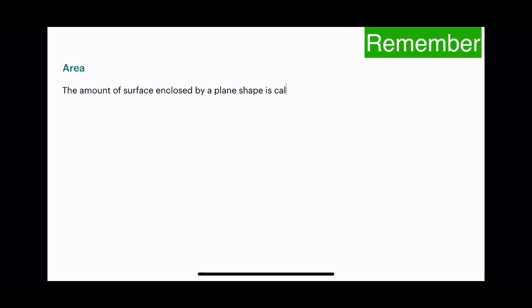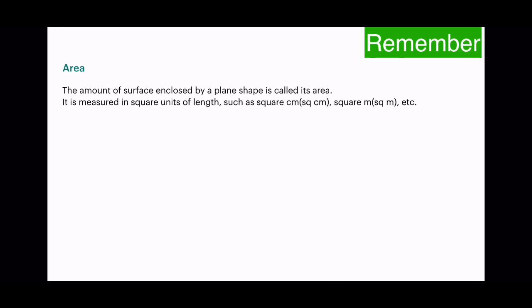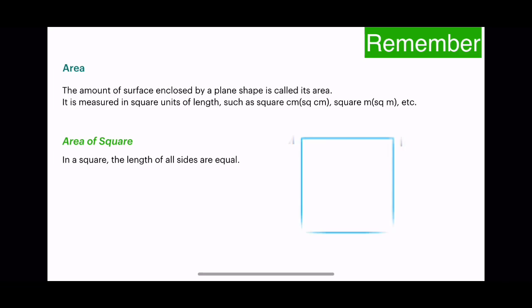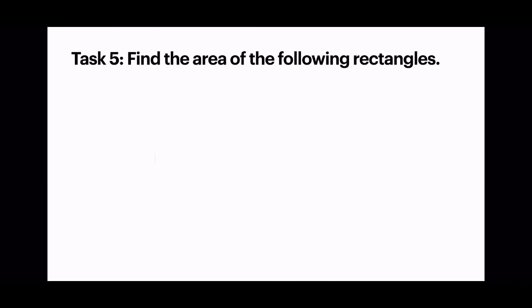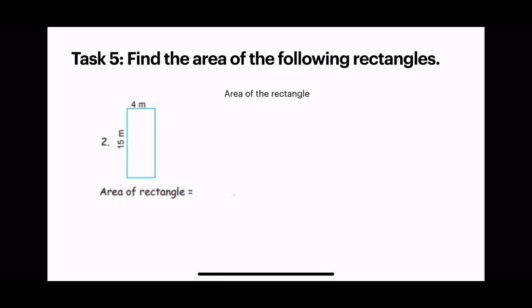Now the area of a square. Area of a square is also the space occupied by a square. So the length of all the sides of a square are equal. So the area of a square is nothing but side into side or side squared. Let us see task 5. Find the area of the following rectangle. For the second sum, sides are given to be 15 meters and 4 meters. So the area of the rectangle is L into B, which is 15 into 4, which is equal to 60. So the area of the rectangle is 60 meters squared.